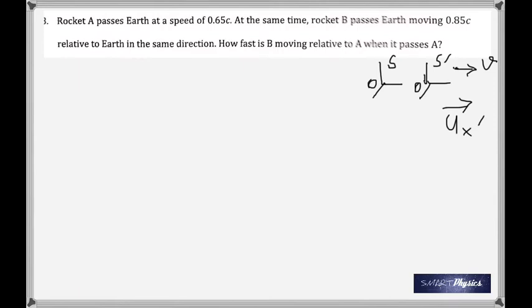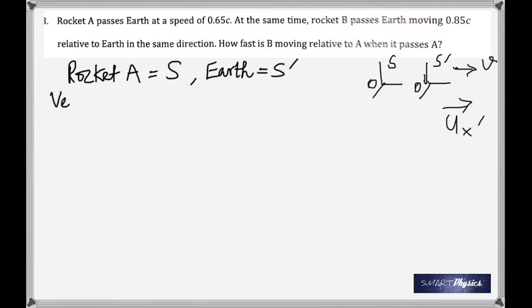Now the addition of velocities is given by this formula. ux is always going to be the thing that we're going to find out, and therefore you have to assume that rocket A is the S frame and the Earth is the S prime frame, which means rocket B is actually the event moving with a velocity ux prime.